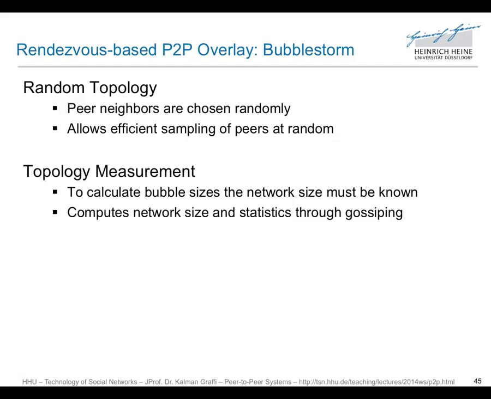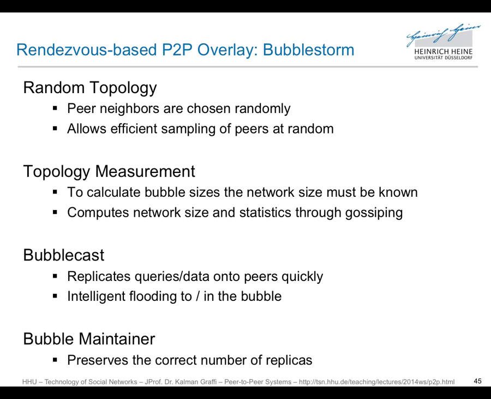What BubbleStorm also introduces, because it wants to create these bubbles of specific size, is topology measurement. It wants to calculate how large the network is in order to know what square root of n is, to make the bubbles that size. In this lecture, we will not talk about how it measures it. There will be lecture number 10 or 11, which is about monitoring and measuring network sizes. But just assume that you know how large the network is.